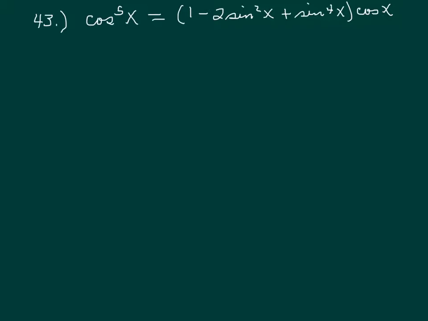In first looking at this, I would think I would start with the right-hand side and equal the left-hand side. But let's do this particular problem both ways and see how we would approach it. So let's start with the left-hand side. I have cosine fifth x. Since I know I need to wind up with a cosine x on the right-hand side, I will pull out the cosine x and have cosine fourth x times the cosine x.